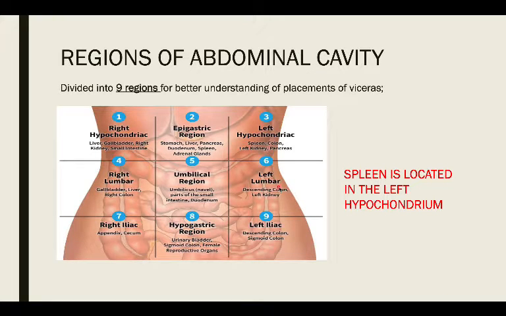The quadrants are further divided into 9 regions. You guys have to learn all of these regions but for us, we need to know, okay, spleen, where is spleen located, like which region. So it is located right here in this left hypochondrium. So they can ask a location of spleen. For that, remember that it is located in the left hypochondrium of the left upper quadrant. That's the exact location of the spleen.